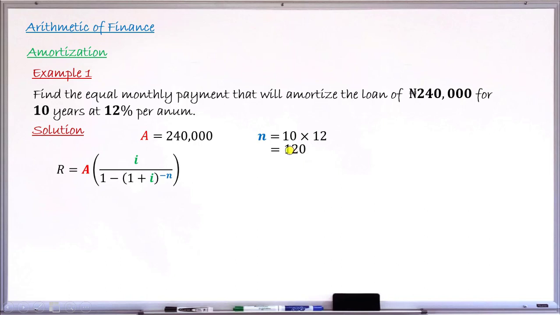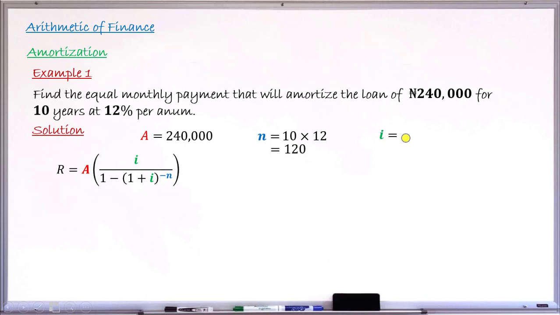So there will be a total of 120 payments. Next is to find the I. You can see this is 12% per annum. But anytime we make a payment, that is at the end of each month, the amount will reduce. So the computation of interest will now be performed.